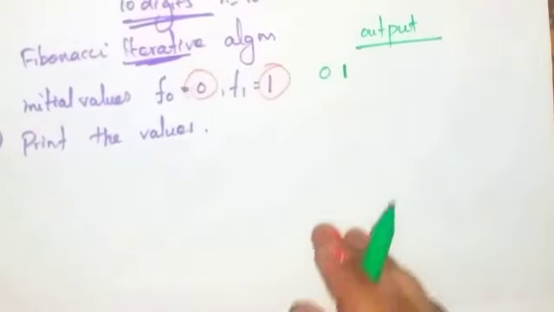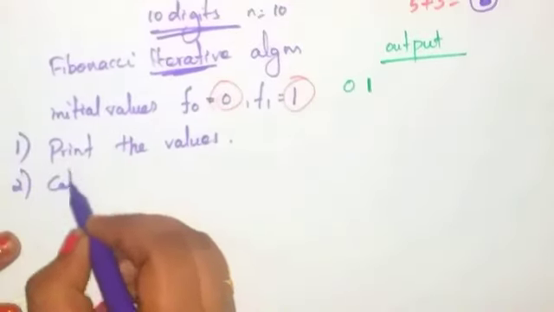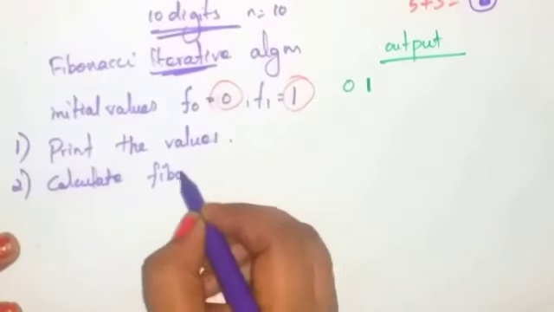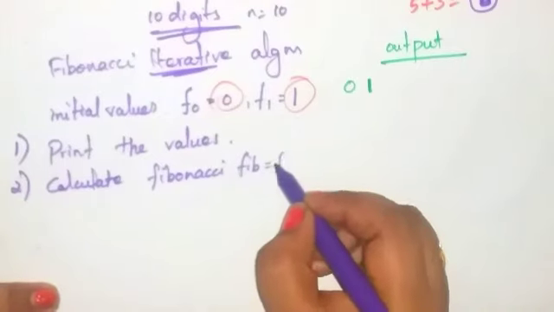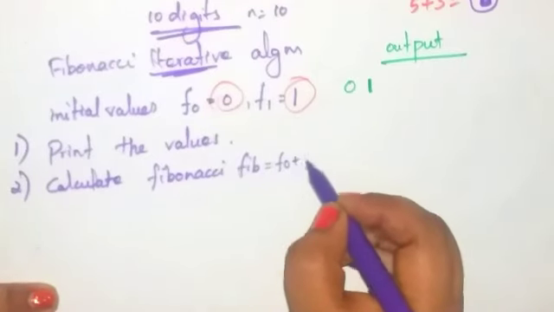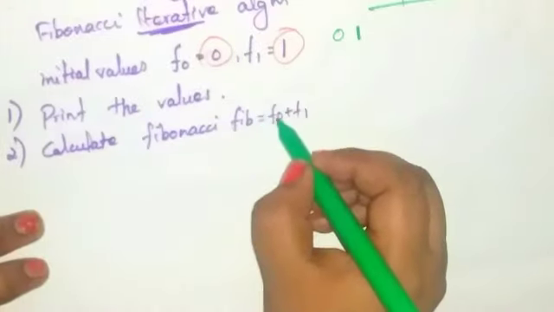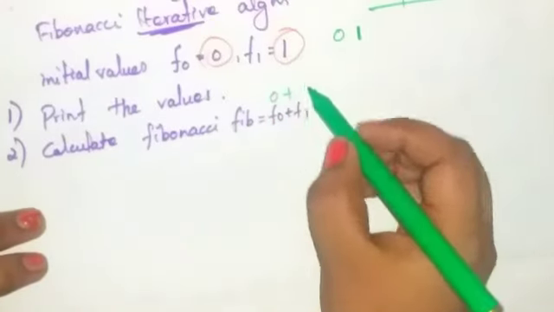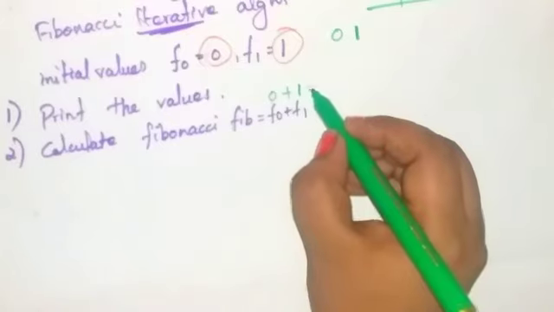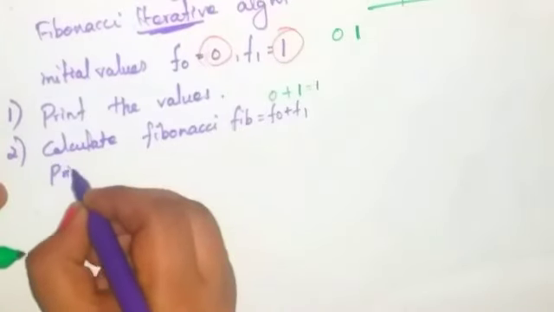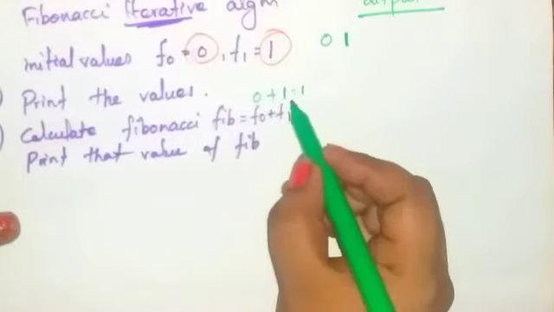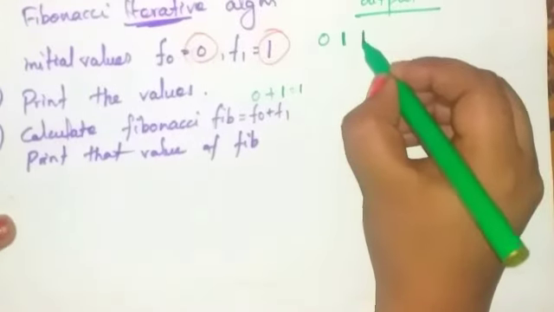Next step is to calculate Fib, which is equal to F0 plus F1. F0 is 0 plus F1 is 1. 0 plus 1 is equal to 1. Print that value of Fib. So 0 plus 1 is equal to 1, and you have to print 1.